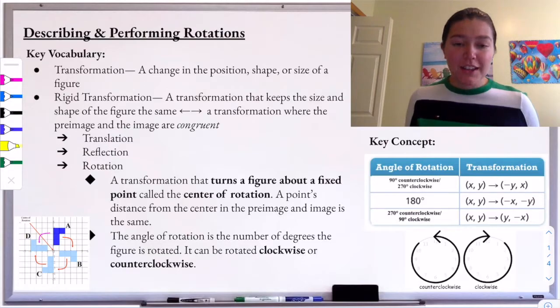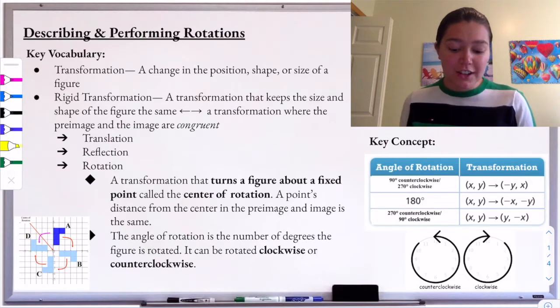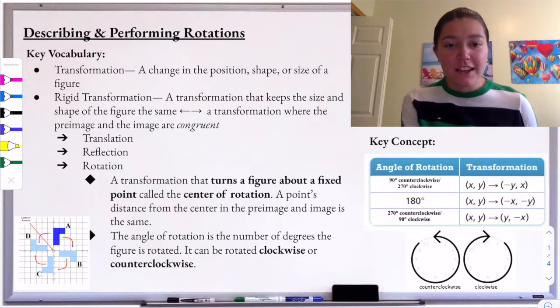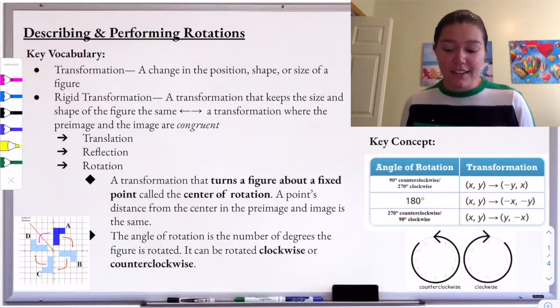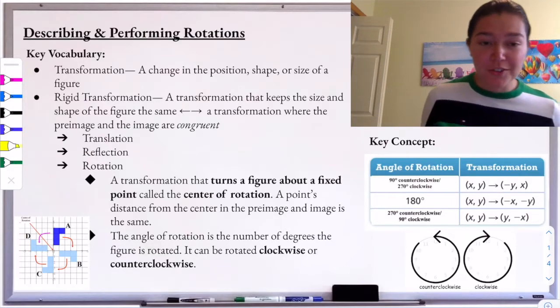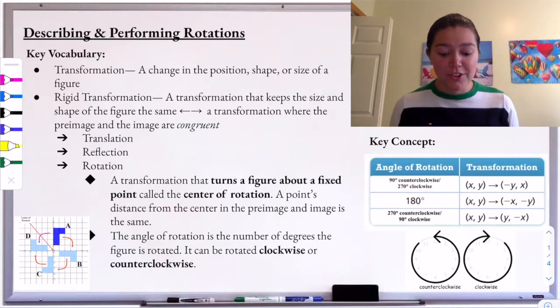And another way of thinking about a rigid transformation is it's a transformation where the pre-image, the original figure, and the image, the new figure, are congruent. And that means they have the same side lengths and the same angles. All right, so we've already talked about translations and reflections, and today we're going to be talking about rotations.